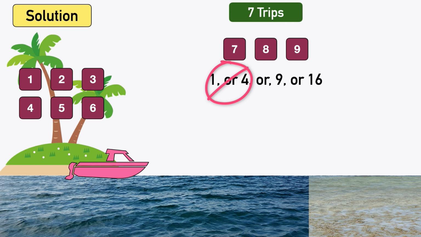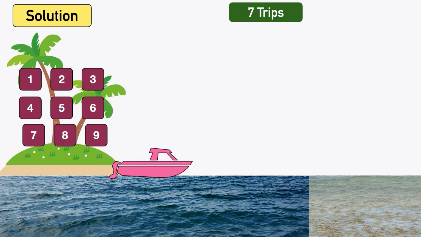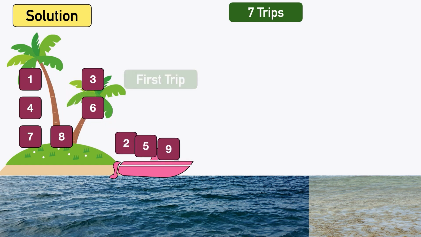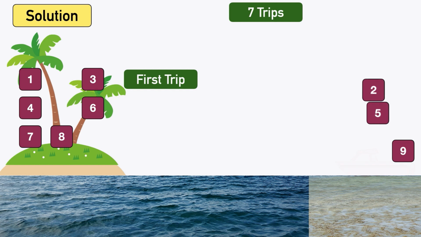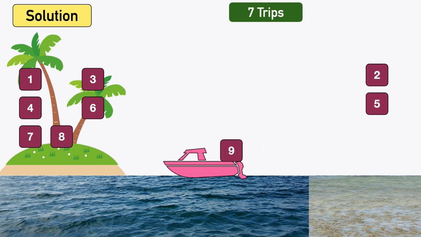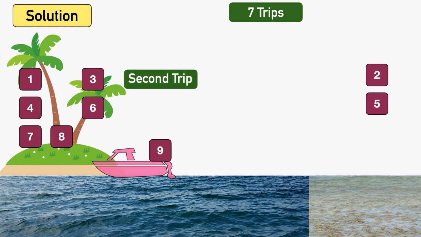The correct square number that can be used to achieve the solution to this puzzle is 16, which is the square of number 4. So this is how we can achieve it. In the first trip, send 2, 5, 9. The sum of these numbers is 16, which is the square of number 4. While coming back, bring back the number 9, which is the second trip.